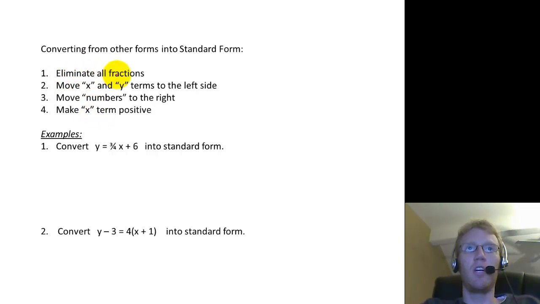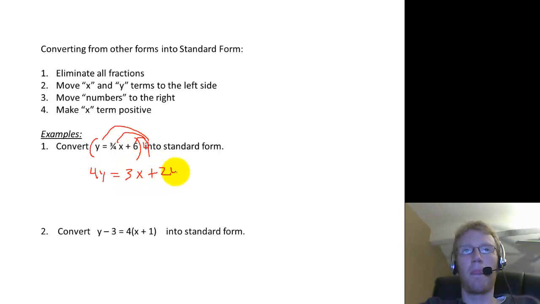First thing is eliminate all fractions, okay? Well, this has a fraction of 3/4. So that means there's a 4 in the denominator. So if we multiply everything by 4 and distribute it in, then there will be no more fractions. So here we'll have 4y equals 3/4 times 4. The 4's cancel, leaving us with 3x. 6 times 4 is 24.